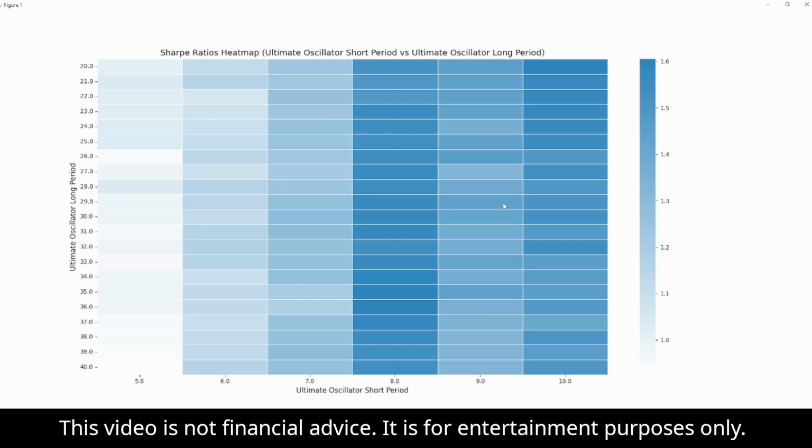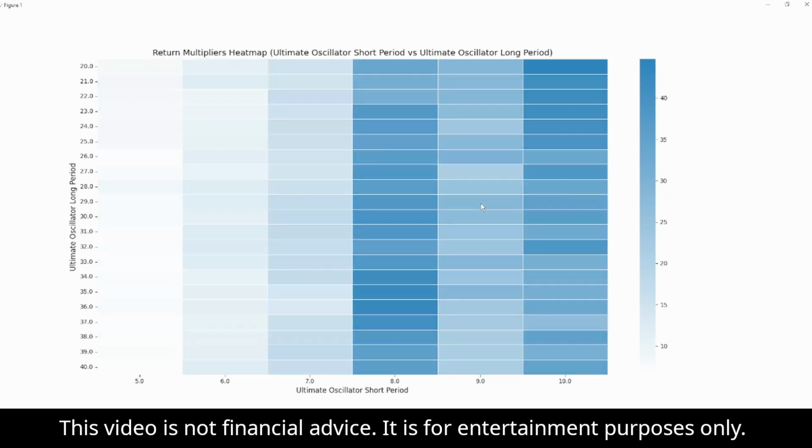So here this is a more refined strategy. The Sharpe ratios reach easily 1 and above, even up to 1.6, so quite good. And here you can see the return multipliers expressed as X, how many times you would have multiplied your money actually. Up to 40 and more actually, so very, very good performance.